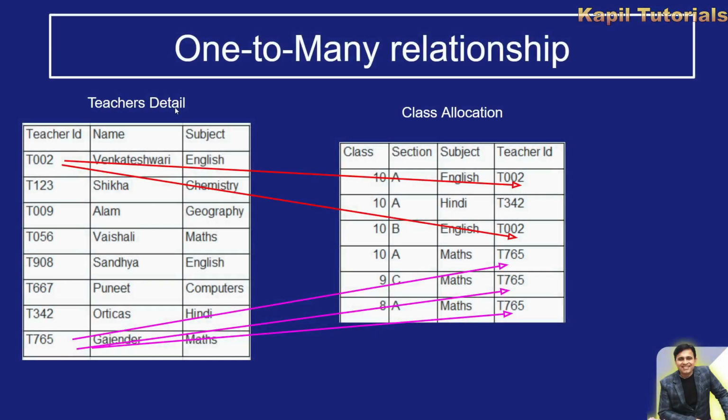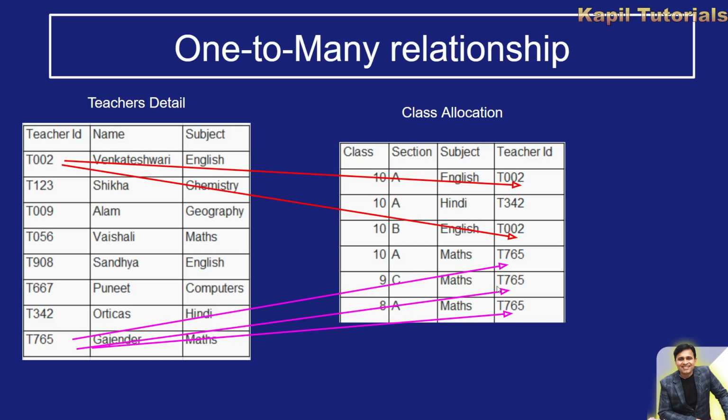You could see here the teacher's details table and the class allocation table. This is a one-to-many relationship. Now here the teacher ID is T002, and this is the English teacher teaching the English subject. The teacher with the T002 ID is teaching English in 10th A and in 10th B also, and in the same way another teacher, T765 ID, is teaching maths in different classes: 10th A, 9th C and 8th A.